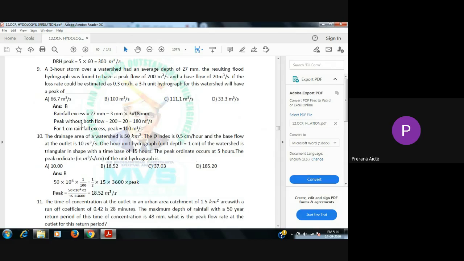So peak without base flow means it is 200 meter per second minus base flow, which is around 180 meter per second. Now, this 180 meter per second is for what? 18 mm effective rainfall. For 1 centimeter, that's 100 meter per second. So 180 by 18 comes to 100 meter per second, like this.